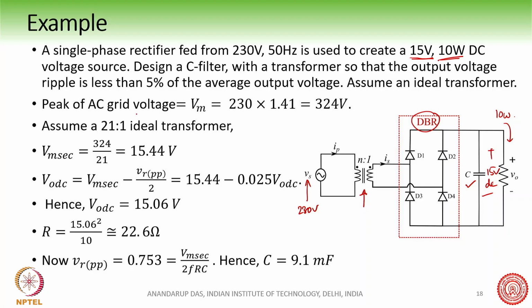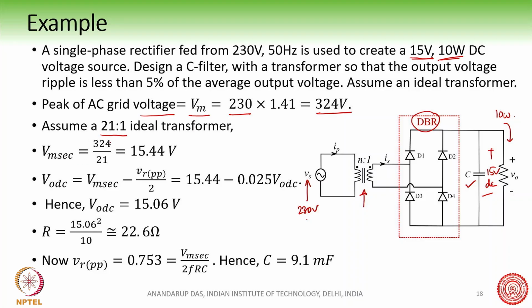So what is the peak of the AC voltage? The peak of the AC voltage is Vm, and suppose this is 230 volt RMS, which means 324 volt is the peak AC voltage. Now let us assume a 21:1 ideal transformer. Why this value will come, you will see very soon.